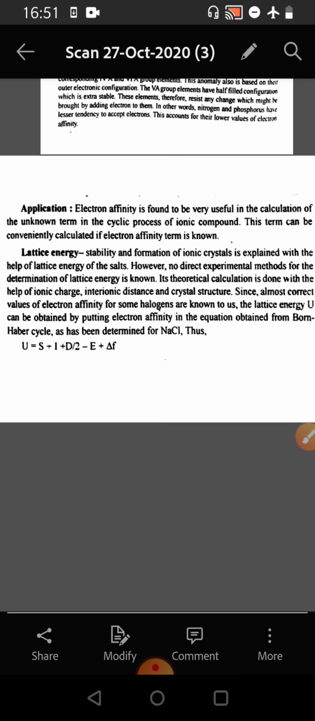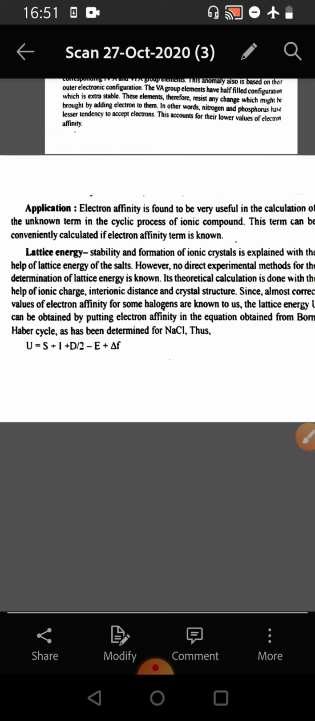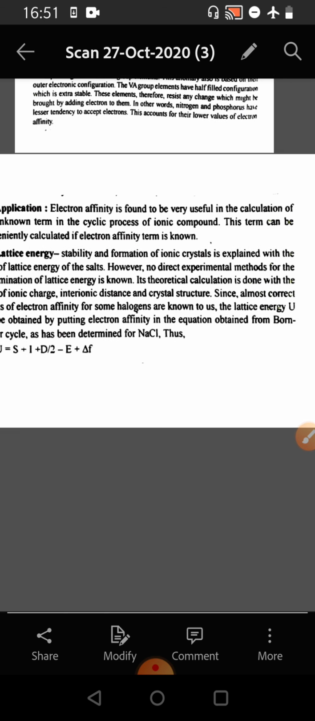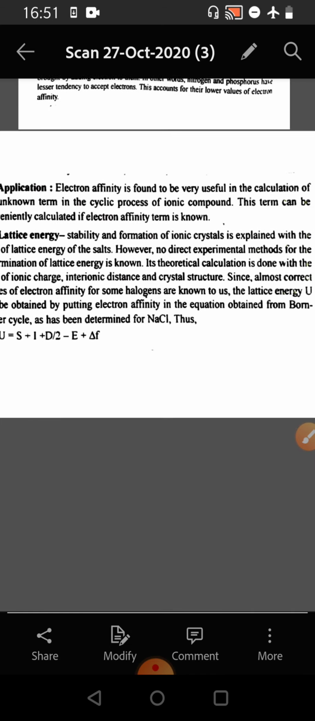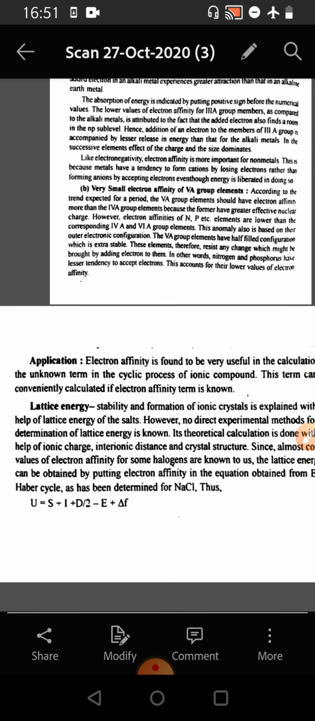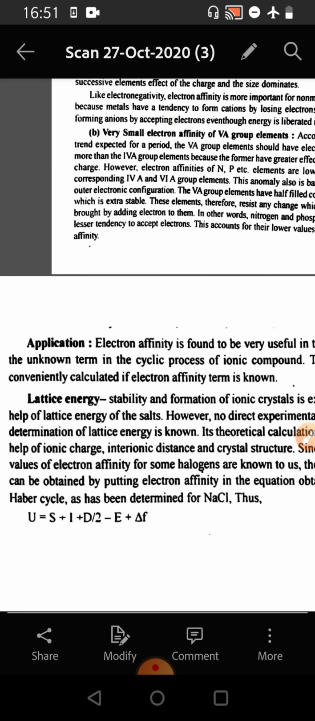Since almost correct values of electron affinity for some halogens are known to us, the lattice energy can be obtained by putting the value of electron affinity in the equation obtained from the Born-Haber cycle. As has been discussed for NaCl, the lattice energy for NaCl can be obtained by this equation, which states that lattice energy is equal to sublimation energy plus ionization energy plus dissociation energy minus electron affinity plus heat of formation. So this is all for today.